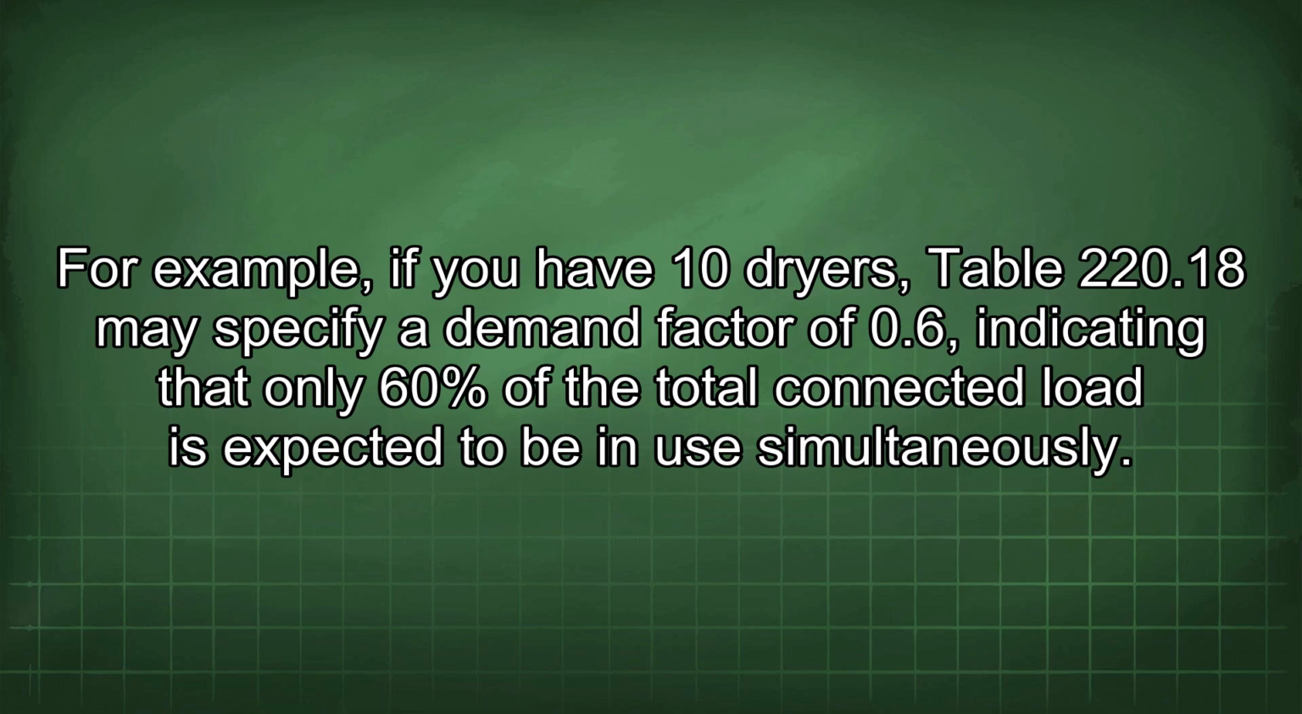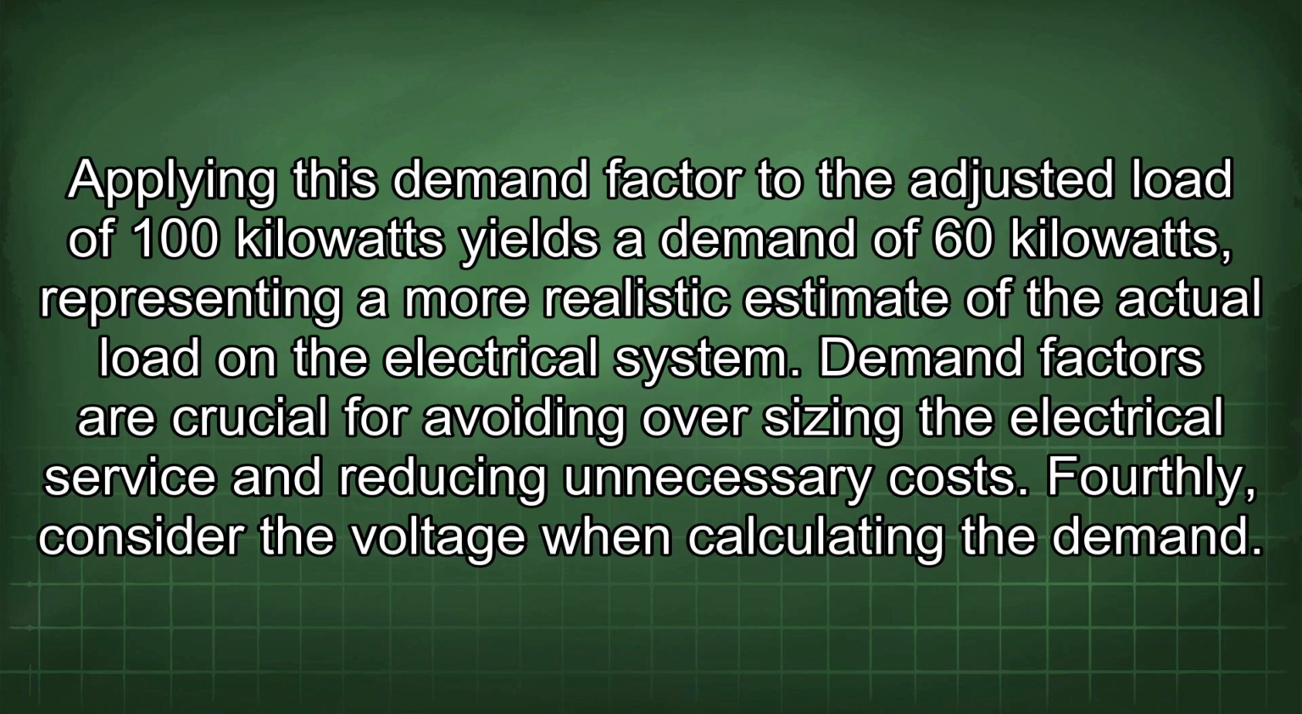For example, if you have 10 dryers, Table 220.18 may specify a demand factor of 0.6, indicating that only 60% of the total connected load is expected to be in use simultaneously. Applying this demand factor to the adjusted load of 100 kilowatts yields a demand of 60 kilowatts, representing a more realistic estimate of the actual load on the electrical system. Demand factors are crucial for avoiding oversizing the electrical service and reducing unnecessary costs.